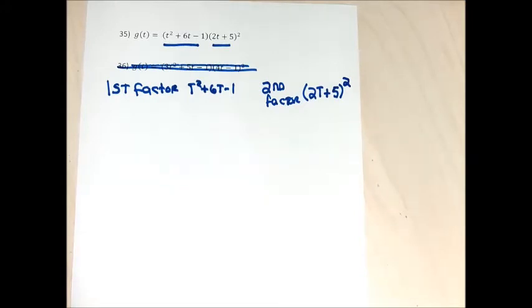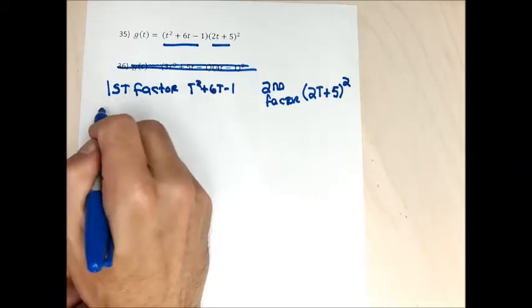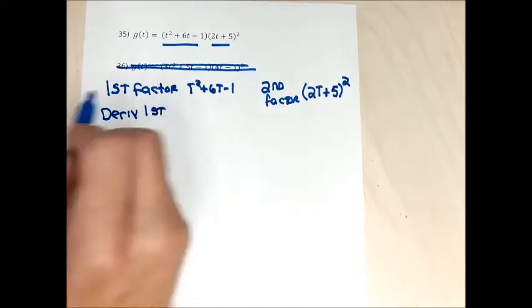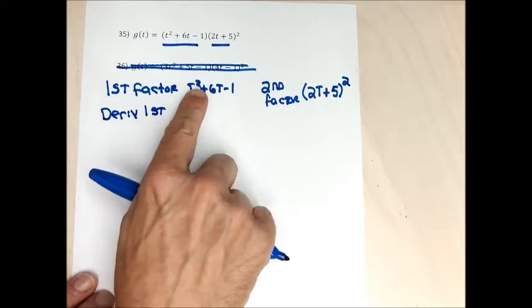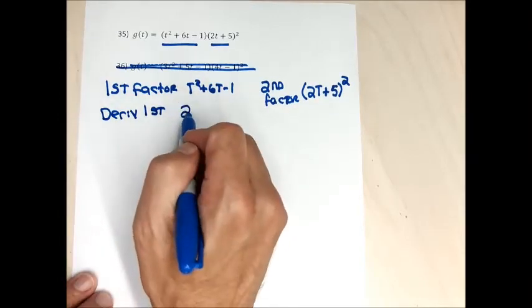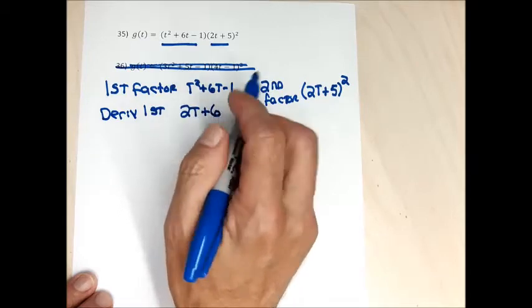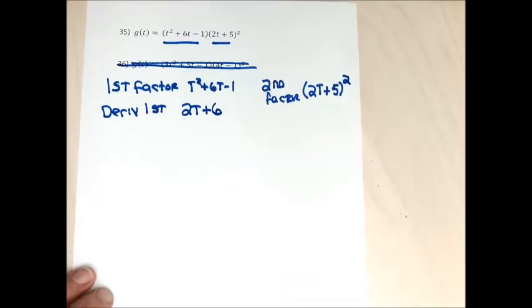So I'm using the product rule. There's multiplication. Both factors have a letter. And in order to use the product rule, I need to identify the factors and find their derivatives. So I wrote down the first factor. Now I'm going to find the derivative of it. For the first term, t squared has a derivative of 2t. Positive 6t has a derivative of positive 6. Minus 1 has a derivative of 0.